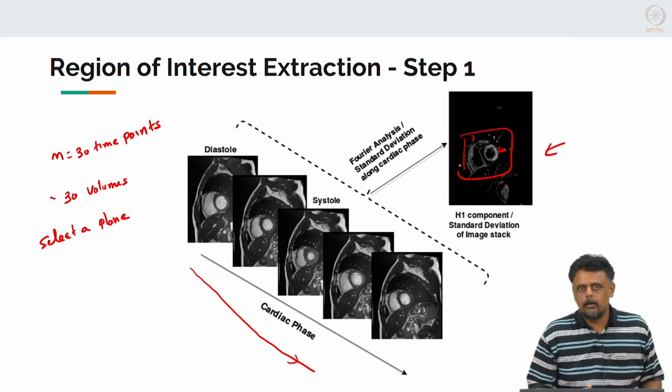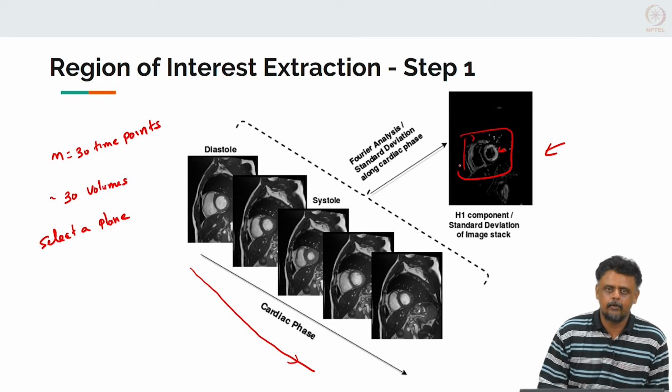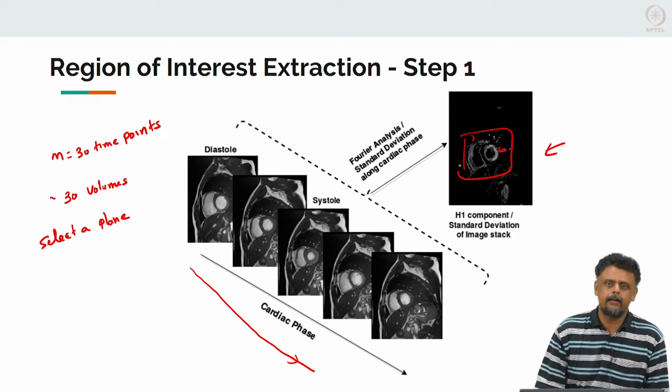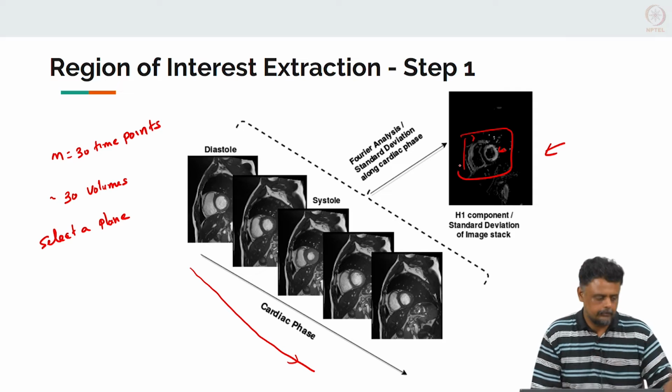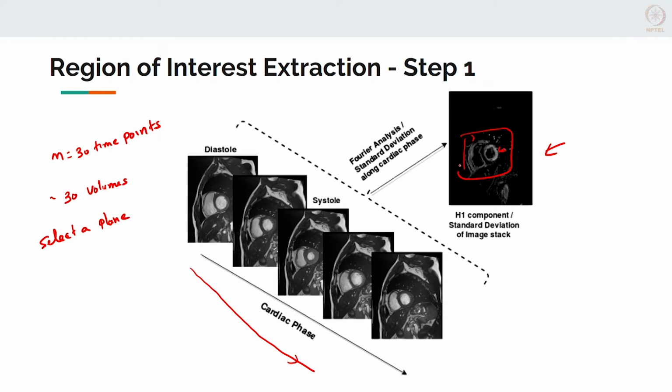So, you see not all our organs are moving, there will be some slight distortion of the liver and all that because of the heartbeat, but that is not too significant. So, the highest standard deviation would correspond to the moving anatomy, which is the heart. So, that is the image that we get, the standard deviation image taken across different time points of the cardiac cycle or the cardiac phase.